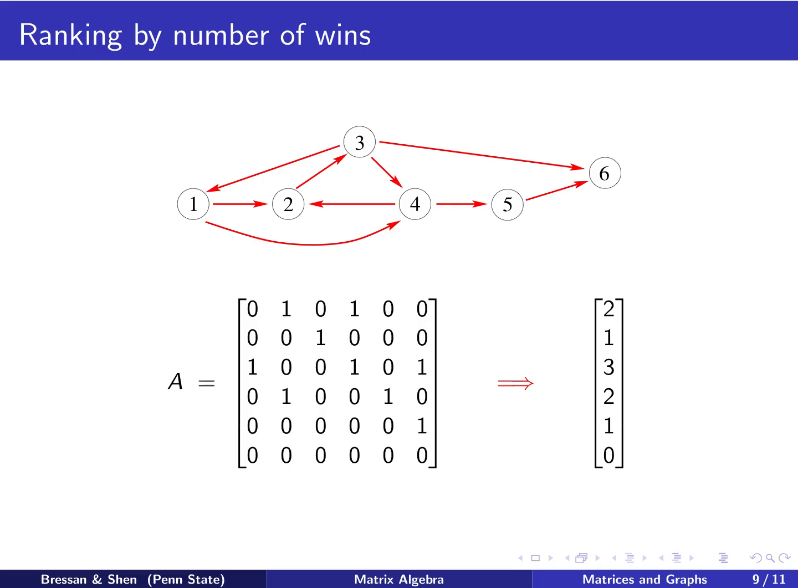And what's the meaning of this vector, the numbers here? The number in position k would be, for the kth team, how many times it won. So team 1 won twice. You see, it beat team 2 and it beat team 4. And team 6, 0, has never won because it's only beaten by other teams. And then here we see that team 3 has won the most number of times. Look at team 3. It beats team 1 and team 4 and team 6.